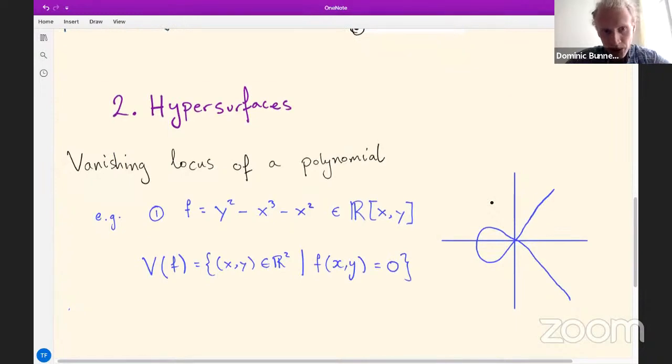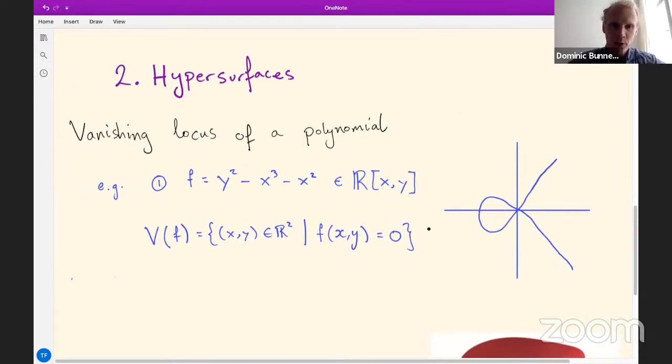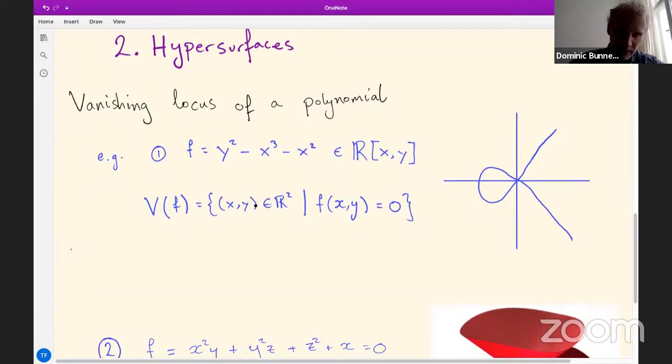On the other side, the main objects of study are hypersurfaces, which are very simple examples of what are called algebraic varieties. A hypersurface is the vanishing locus of a single polynomial. Here's a pretty standard example. We take the polynomial y squared minus x cubed minus x squared. This is a real polynomial in two variables, x and y. The vanishing locus is exactly all the points x and y in the plane such that f, the polynomial, vanishes on these points. We've got a picture just to the left here.